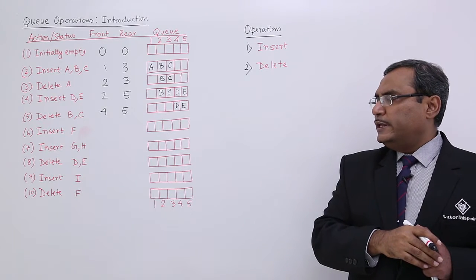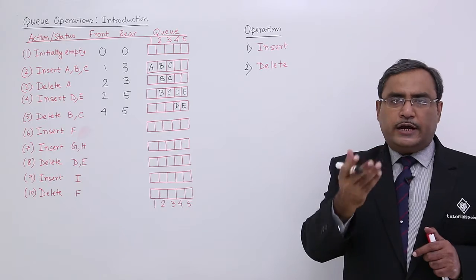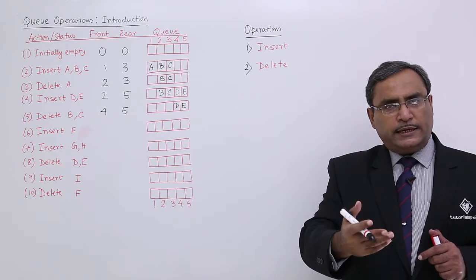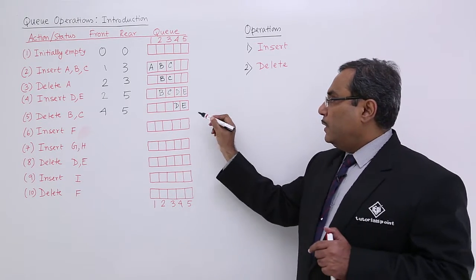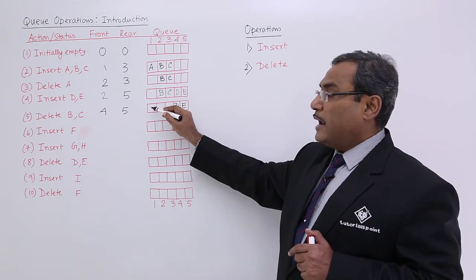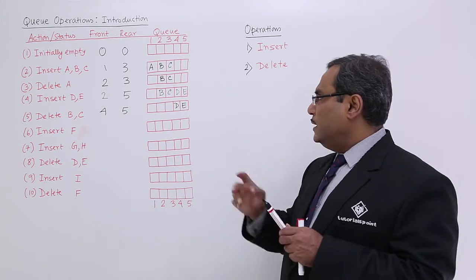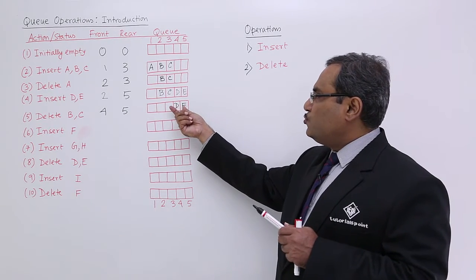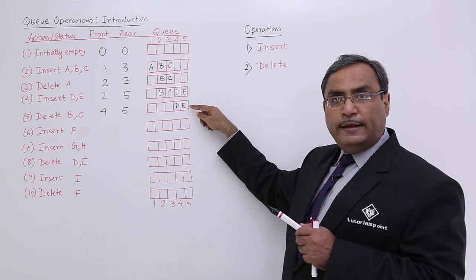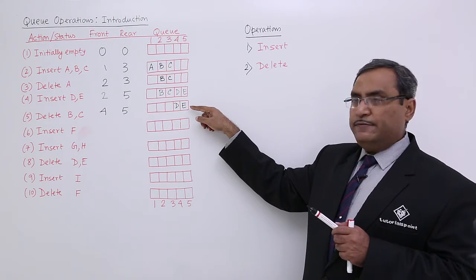Now it is asking for insertion of F. F will be inserted at the rear end, as insertion can only be done at the rear end. But after E there is no free space, though there are some free spaces beforehand. So insertion can be done in two ways. Either I shall have to shift D and E towards the left, so that I get a blank space at the end, and there I can insert F.